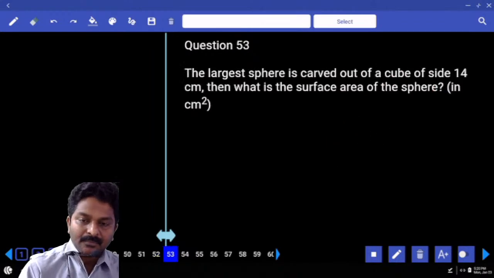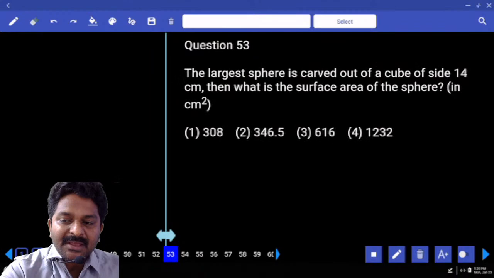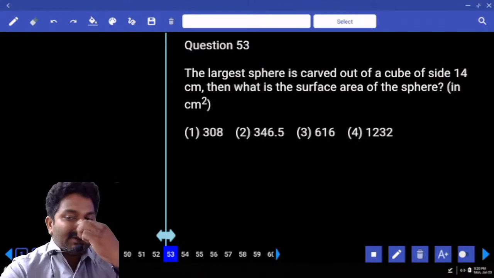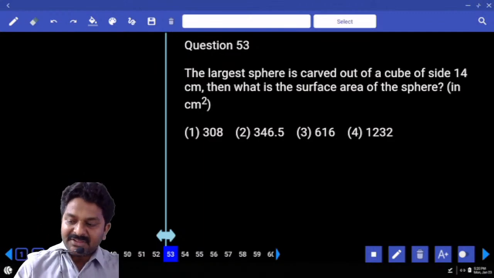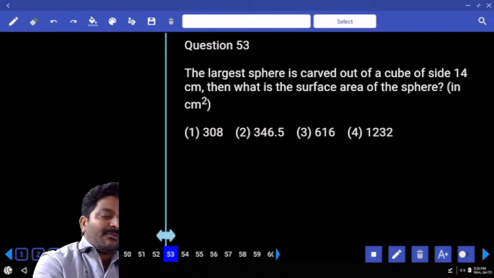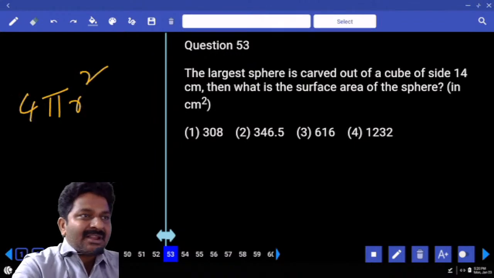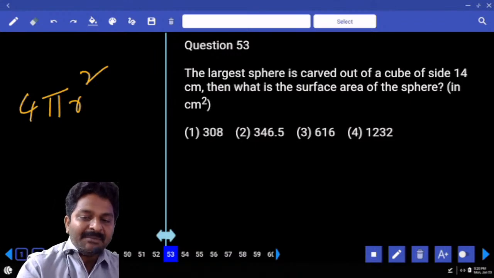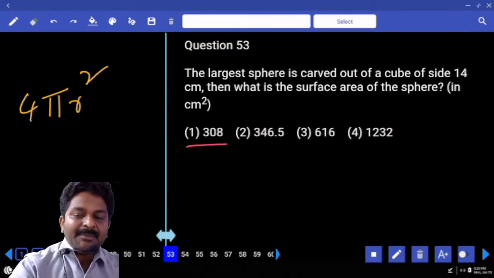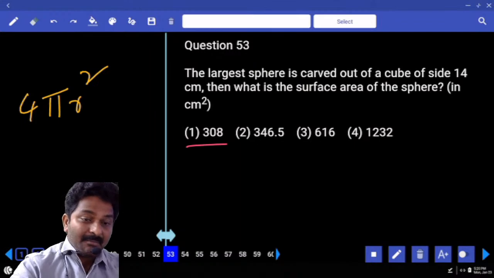Okay. The largest sphere is carved out of a cube of side 14 centimeters. Then what is the surface area of the sphere? Surface area of the sphere is 4 pi r square. As long as pi is involved, the answer must be a multiple of 11. Can it be the first option? Yes. Can it be the second option? Yes. Multiple options are there.